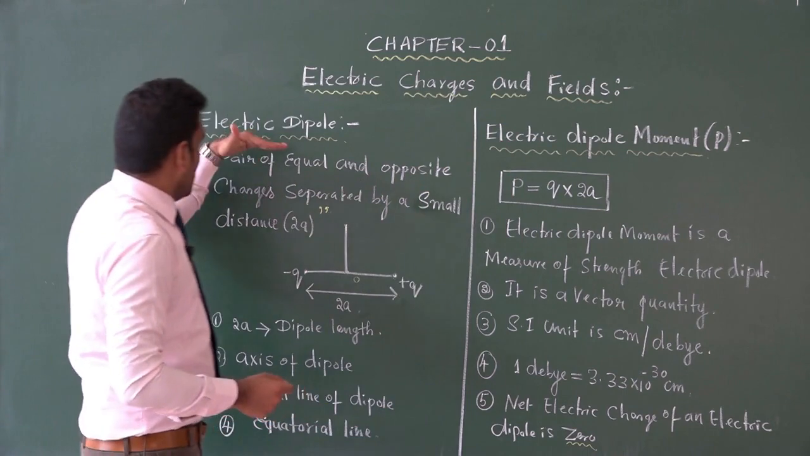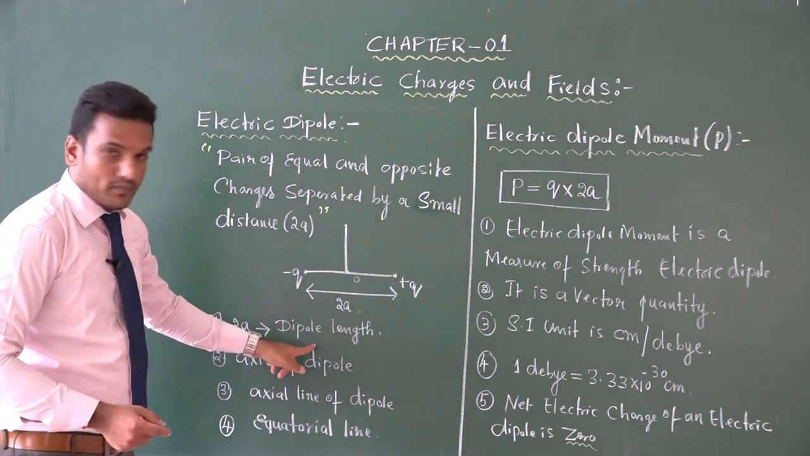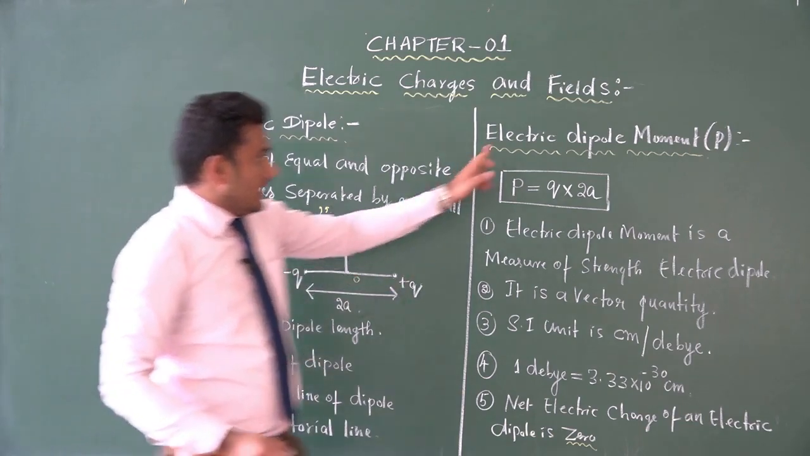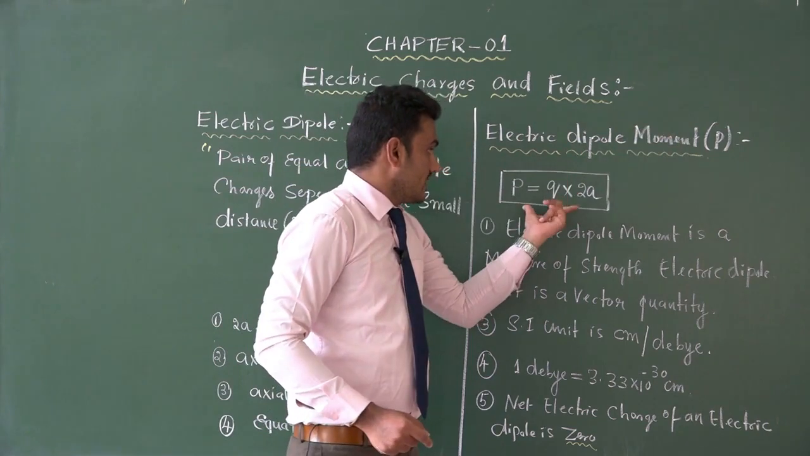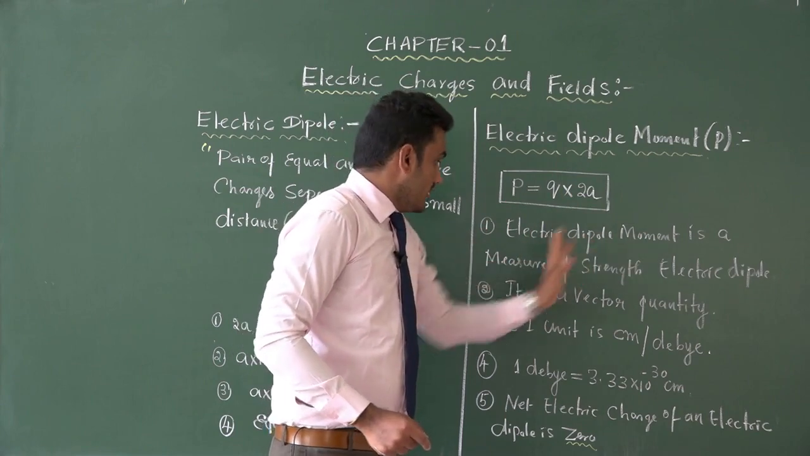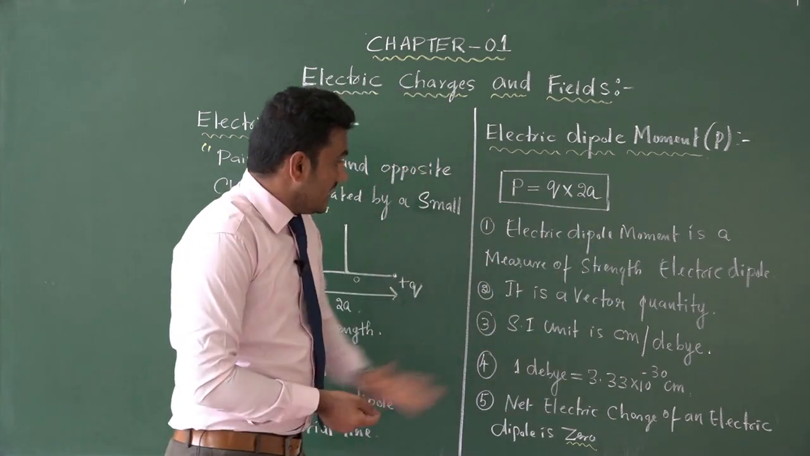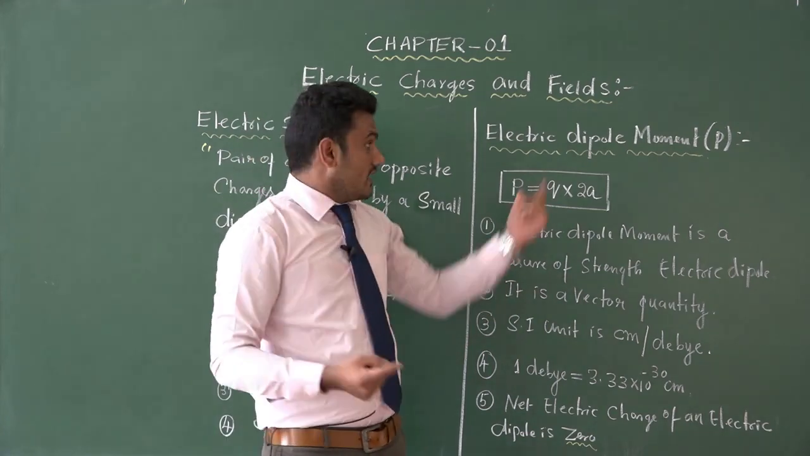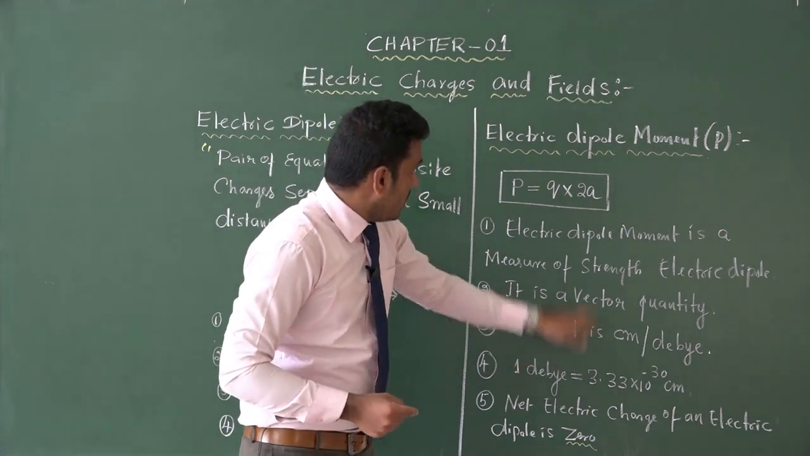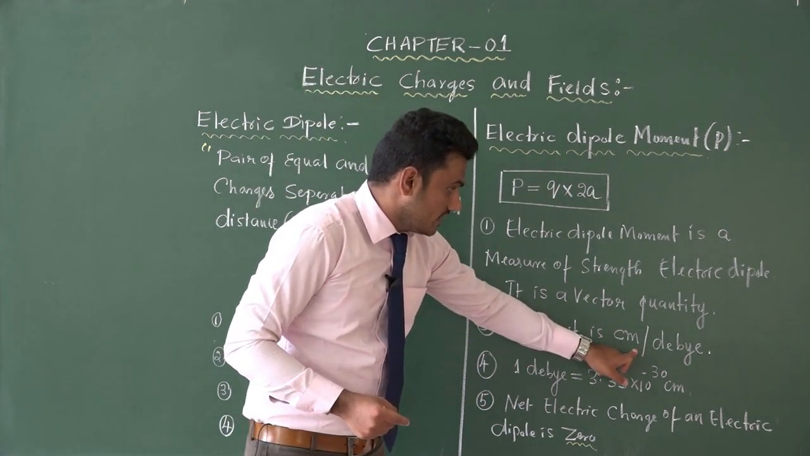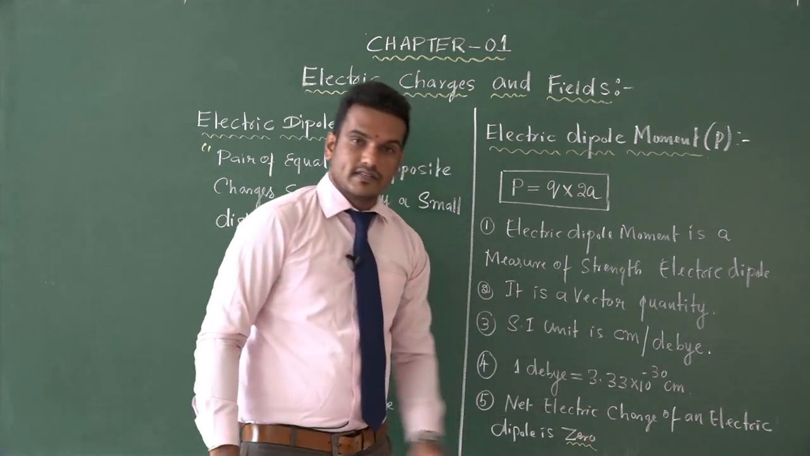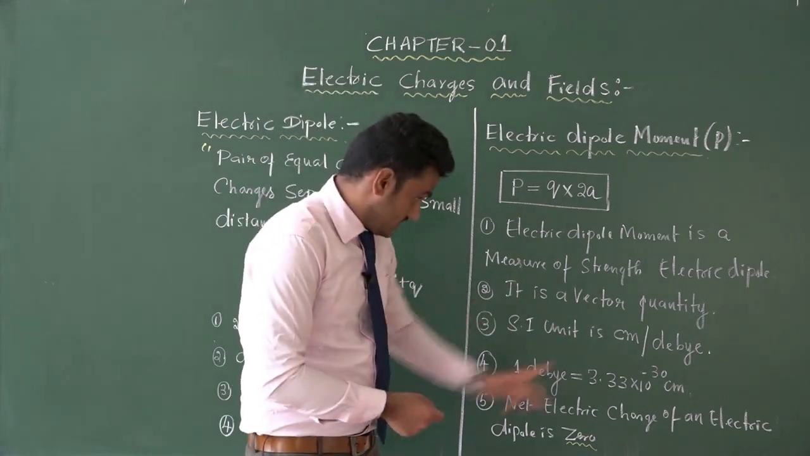Under the concept of electric dipole, we learned dipole length, axis of dipole, axial line, equatorial line, and now electric dipole moment. This is the equation: P is equal to Q into 2a. Electric dipole moment is a measure of the strength of the electric dipole. It's a vector quantity, and its direction is from the negative charge to the positive charge. SI unit is coulomb meter or Debye. 1 Debye is equal to 3.33 into 10 power minus 30 coulomb meter. It's not centimeter, it's coulomb meter.